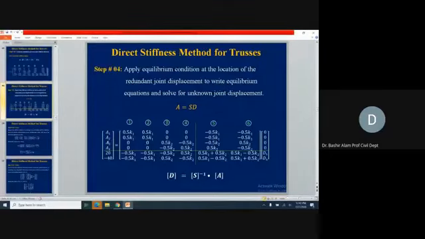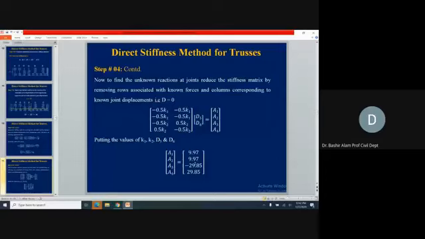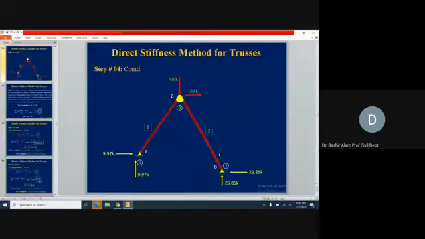So now A5, A1, A2, A3, and A4 you can find out, because D5 and D6 are now known. So here D5, A1 and A2 are known. Now these are the support reactions, and we put them at their corresponding locations. Now we need to find out A1 and A2.